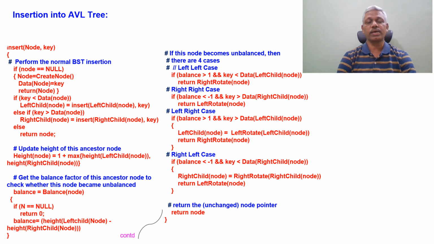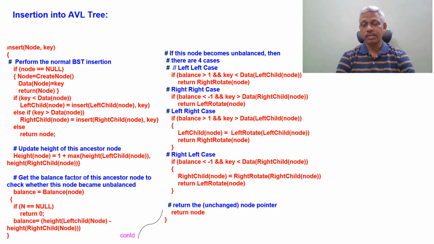Similarly, once we calculate the height of the nodes, we calculate the balance as: if n is equal to null, balance is 0. Otherwise, balance is equal to height of left child of the node minus height of right child of the node. So again, these balances are calculated recursively. Once we calculate the balance, there are 4 cases. Balance can be lost in 4 cases, as we have seen in previous slides, and they are observed here.